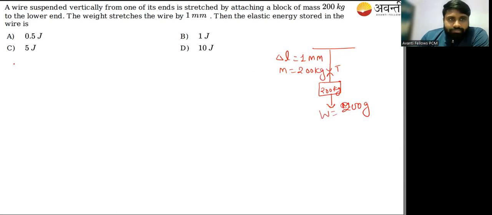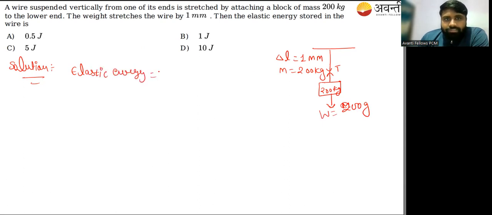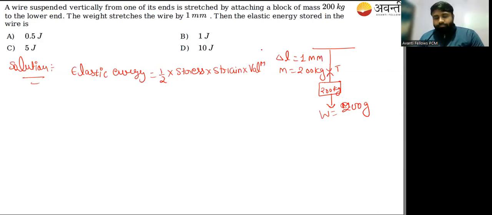Now finally we have to find the elastic potential energy, or I will say elastic energy. Now we know the expression of elastic energy. It is 1 by 2 times stress into strain into volume. Okay.